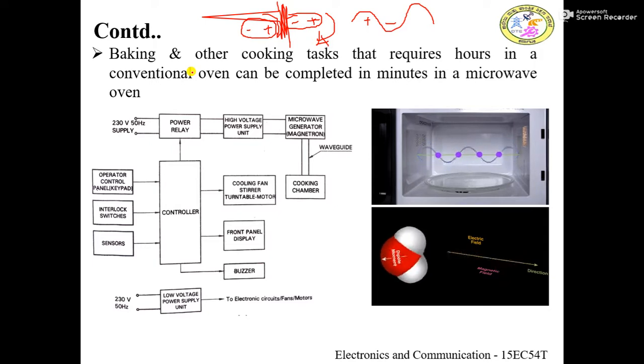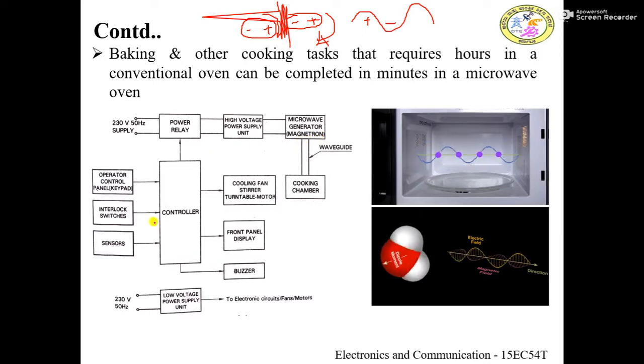But in the case of a microwave oven, the cooking or reheating process occurs from inside to outside without warming the surrounding air. So this is the block diagram of a microwave oven. Here there is a device called a magnetron, which is responsible for generating the microwaves. These are high powered waves of high frequency, around 2.5 gigahertz, generated by the magnetron.